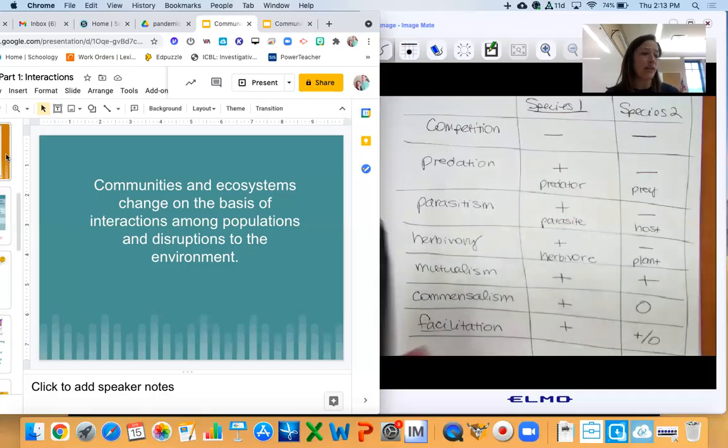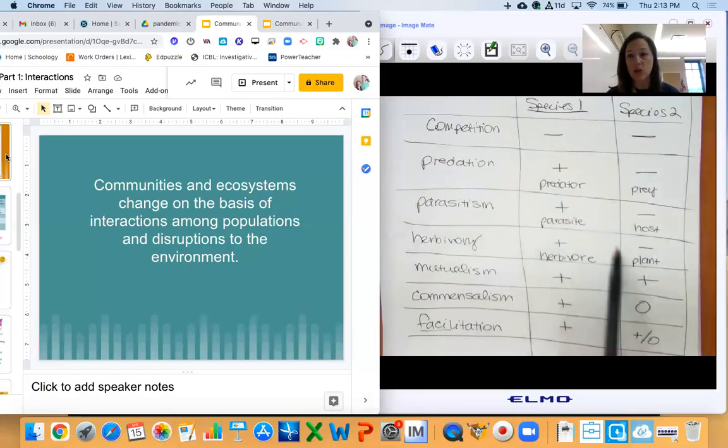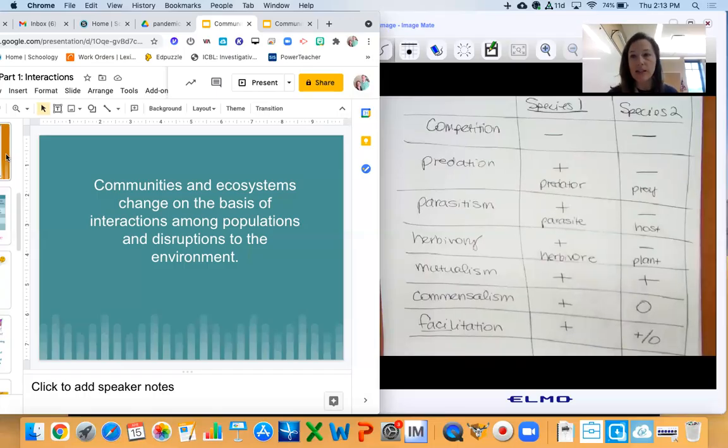Sometimes this is really obvious, like predation, parasitism, and herbivory. Those three, literally, one of them, species one in this case, is gaining matter and energy from species two, literally putting it into their bodies by eating that species. But in other ones, it's not quite as easy to see, like competition, mutualism, commensalism, facilitation. It's not as easy to see that transfer of matter and energy, and it's not always a transfer.